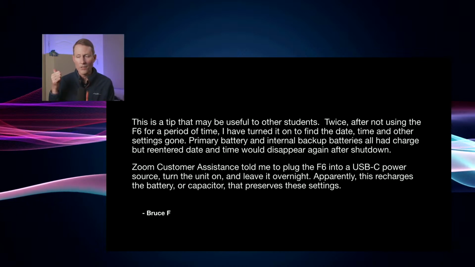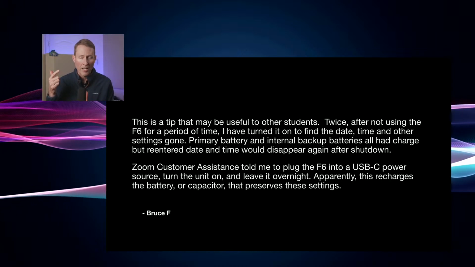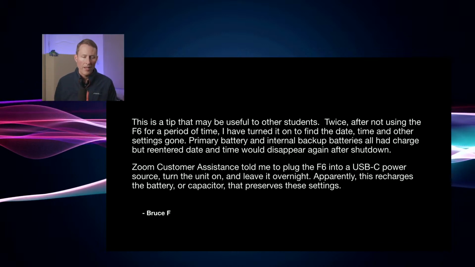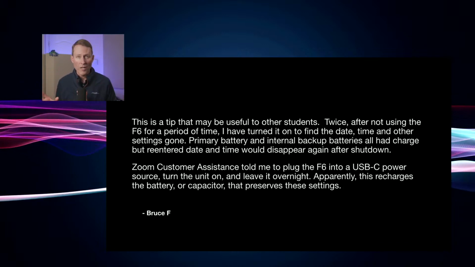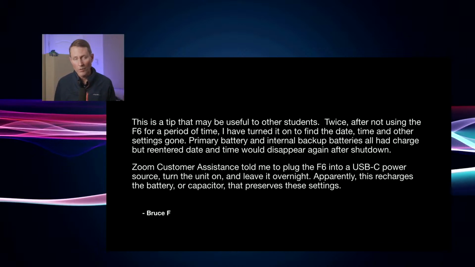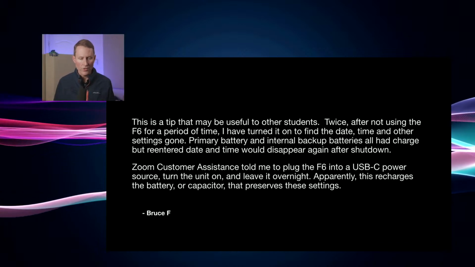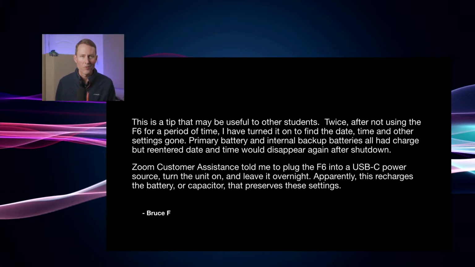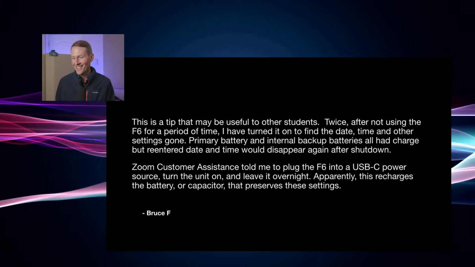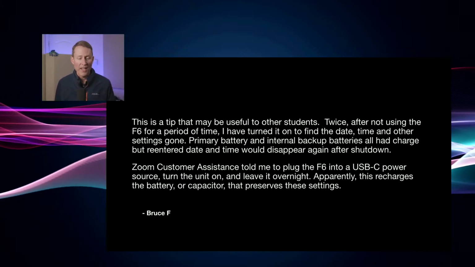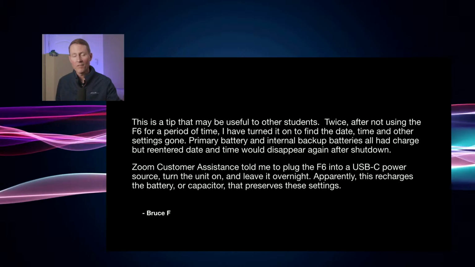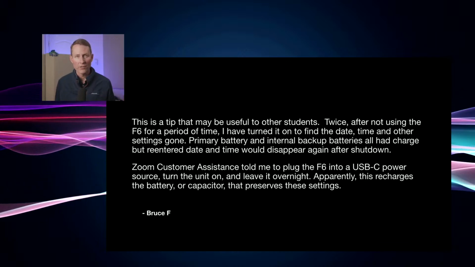they have an internal non-user replaceable battery that keeps the clock running. It keeps track of your date and time and all of your settings. If that battery runs out because you haven't powered up your recorder in a while, it asks you, hey, can you please set the time and date again? And it's kind of a pain. The way to prevent that is to turn your recorder on every few days, and that will keep that internal battery charged up.